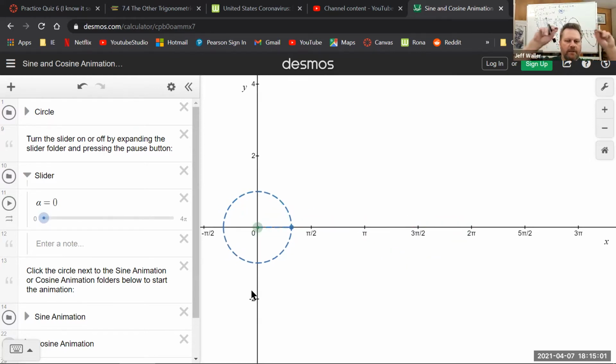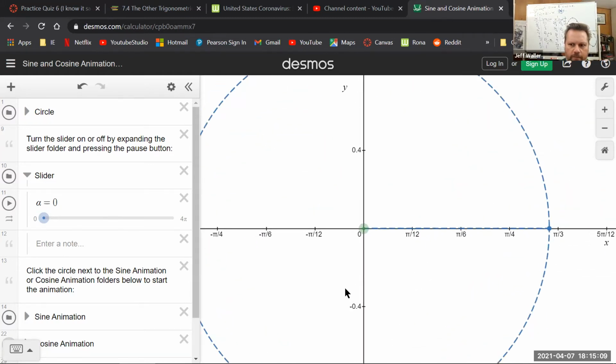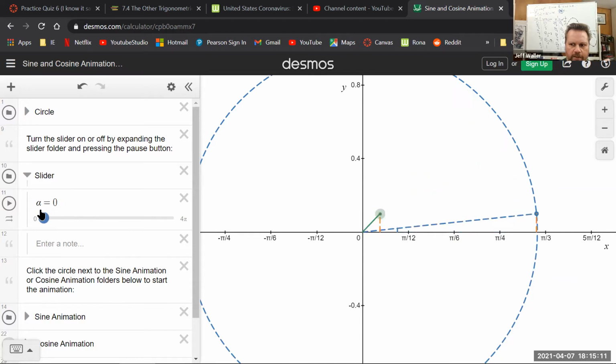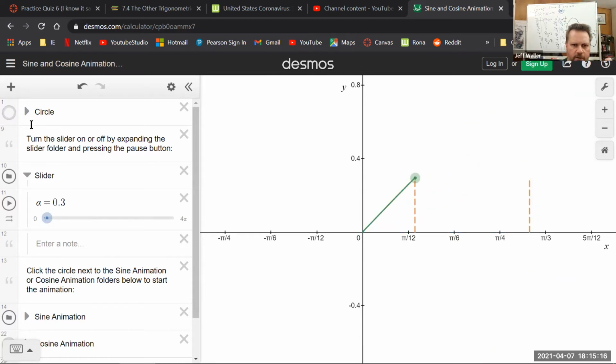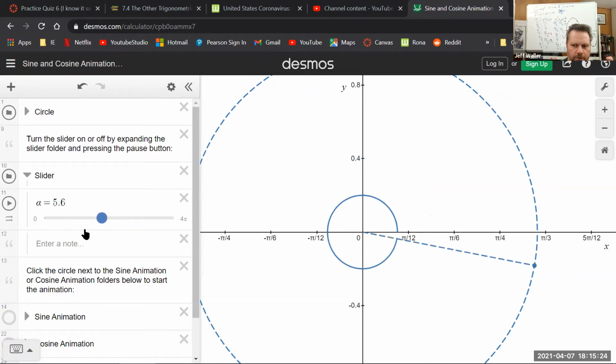The reason this is confusing is because it's got the unit circle on there. So let me just zoom right in on the unit circle itself. One way I can look at this is don't even pay attention to the green line. In fact, I think I can turn that off. I turned the circle off. Let me turn this other thing off. Here we go. Right here, I'm just going around the circle. Is that cool? That's just going around the circle.